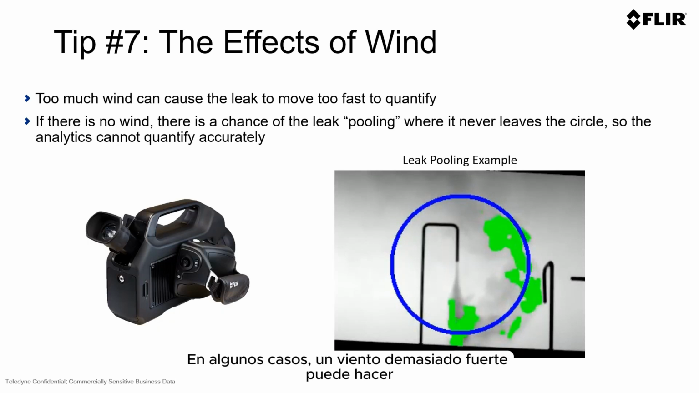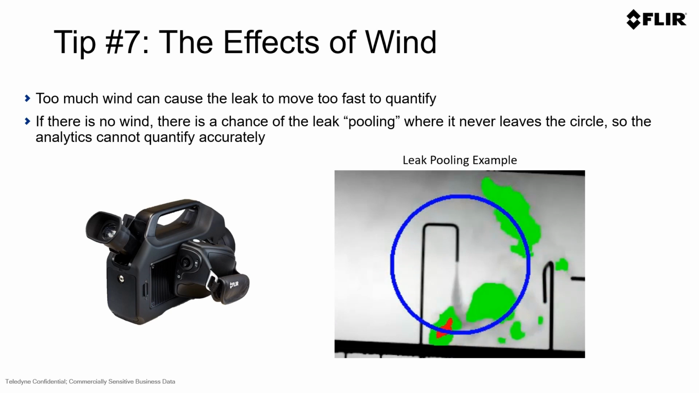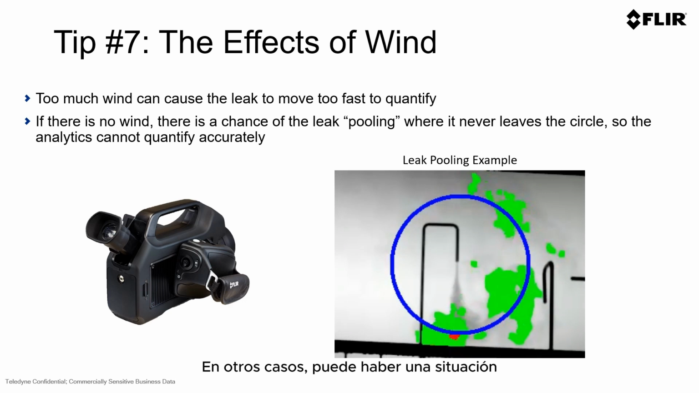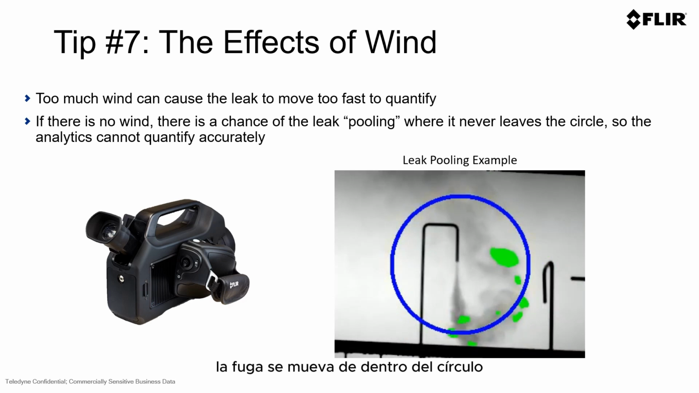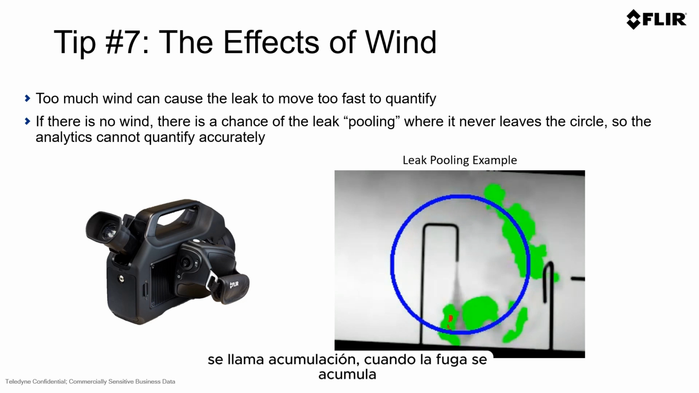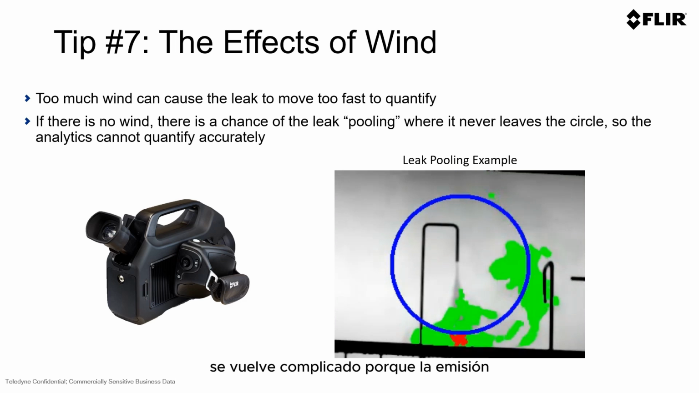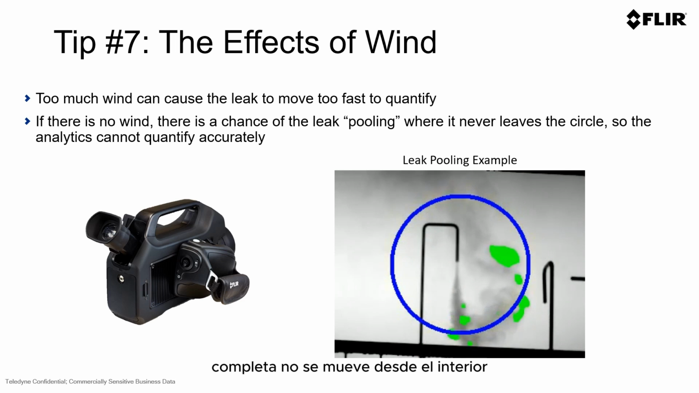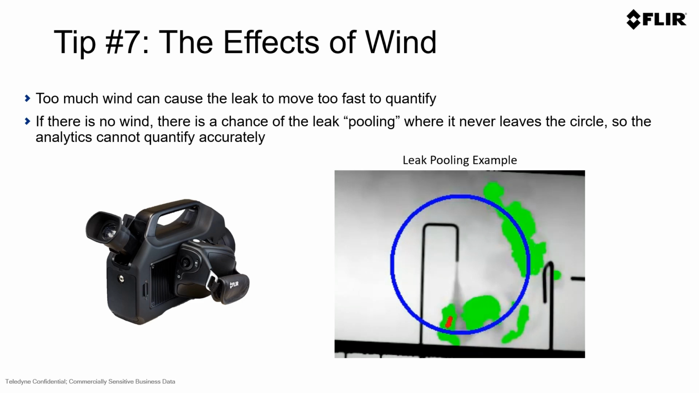In some cases, too much wind can cause the leak to move too fast to quantify. In other cases, there may be a scenario where there is not enough wind to cause the leak to move from inside the circle to outside the circle. This is often called pooling, where the leak pools up or stays inside the circle, and it becomes challenging because the full emission does not move from the inside of the measurement boundary to the blue ring where the technology measures the emission.